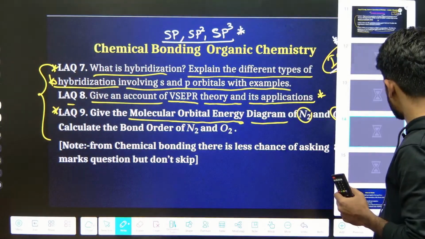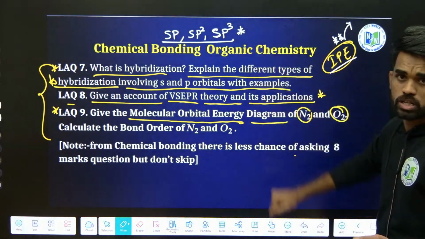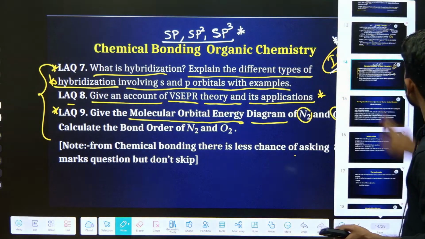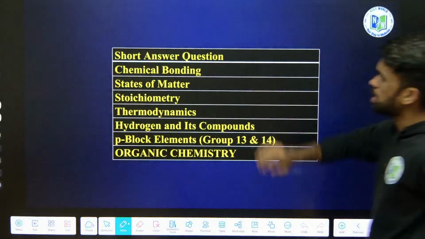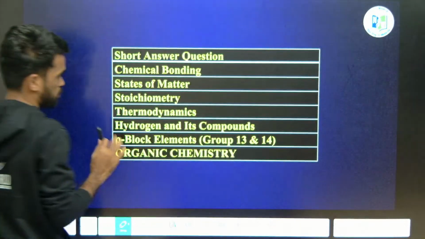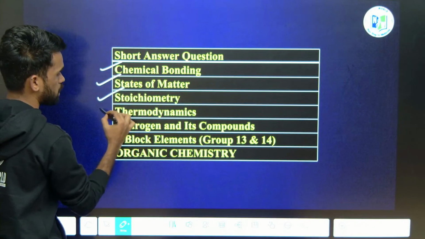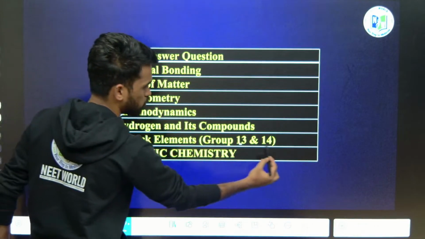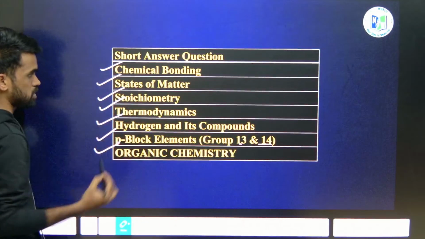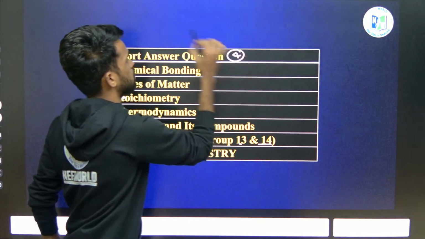Next, the 8 marks question list is over. The next 4 marks questions are asked from these chapters. Short answer SAQs are from this many chapters: chemical bonding, states of matter, stoichiometry, thermodynamics, hydrogen and its compounds, p block elements like 13th and 14th group, and next, organic chemistry. So these are the chapters to be focused on for 4 marks questions.